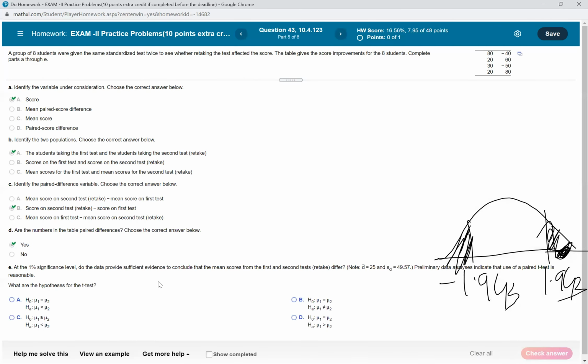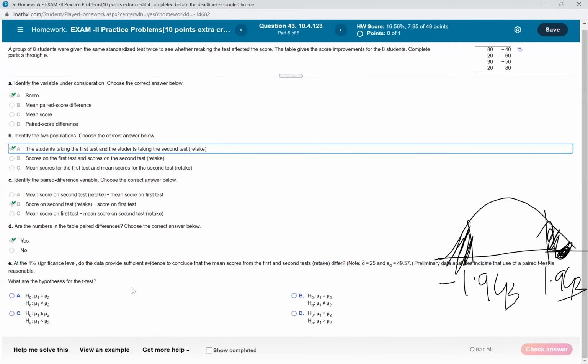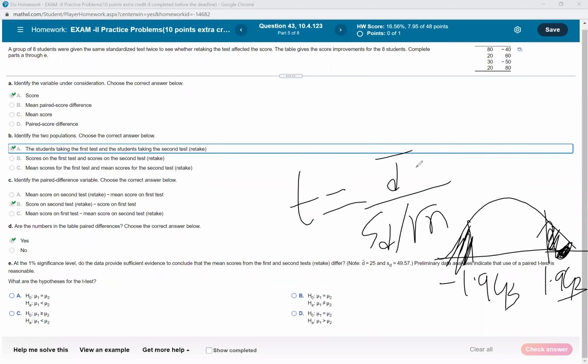Now at the 1% level of significance, you need to do the hypothesis test. You have to use the test statistic, which is T equals D bar divided by SD over square root of N. So you have the difference, and you need to calculate the D bar of the difference and the standard deviation of the difference. And the sample size N is here 8. So this is the sample size because our data have only 8 observations, right?